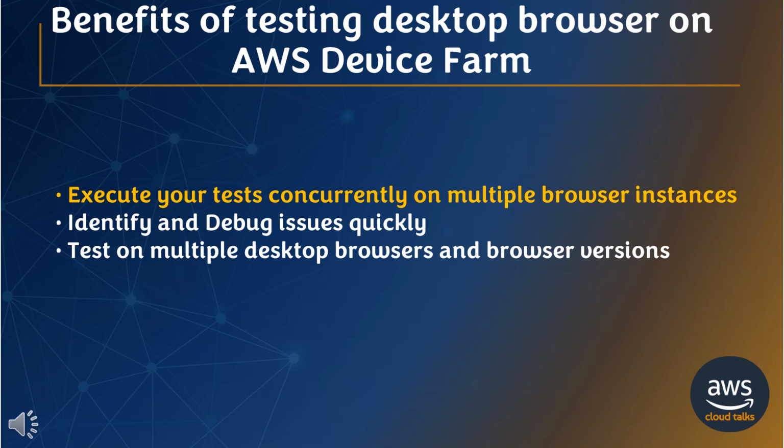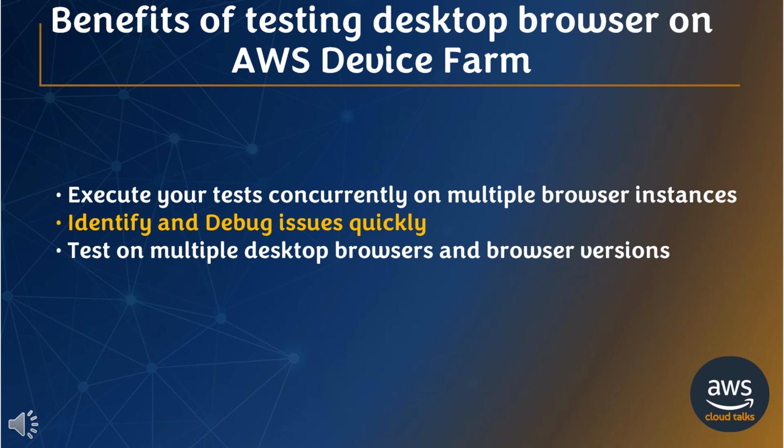Execute your tests concurrently on multiple browser instances. Device Farm's fully managed browser grid scales as needed, allowing you to run multiple tests in parallel to speed up the execution of your test suite. With pay-as-you-go pricing, you can run multiple tests concurrently without worrying about incurring any additional costs as you scale. You only pay for the total number of minutes your test executes for.